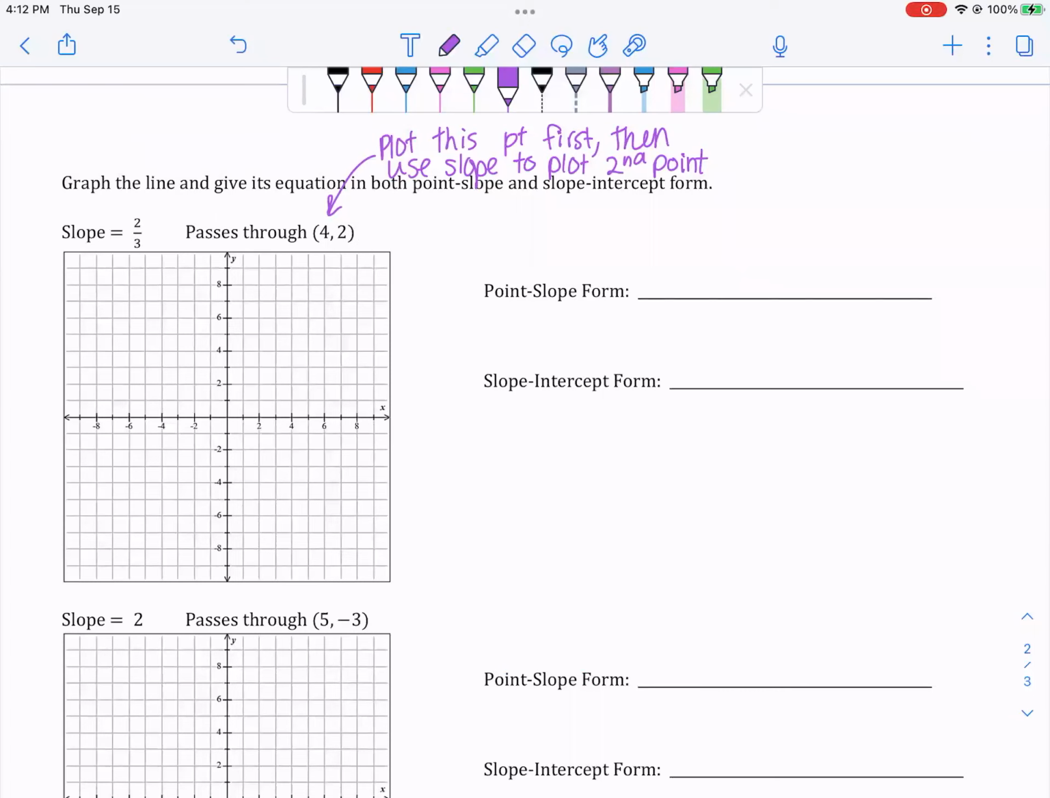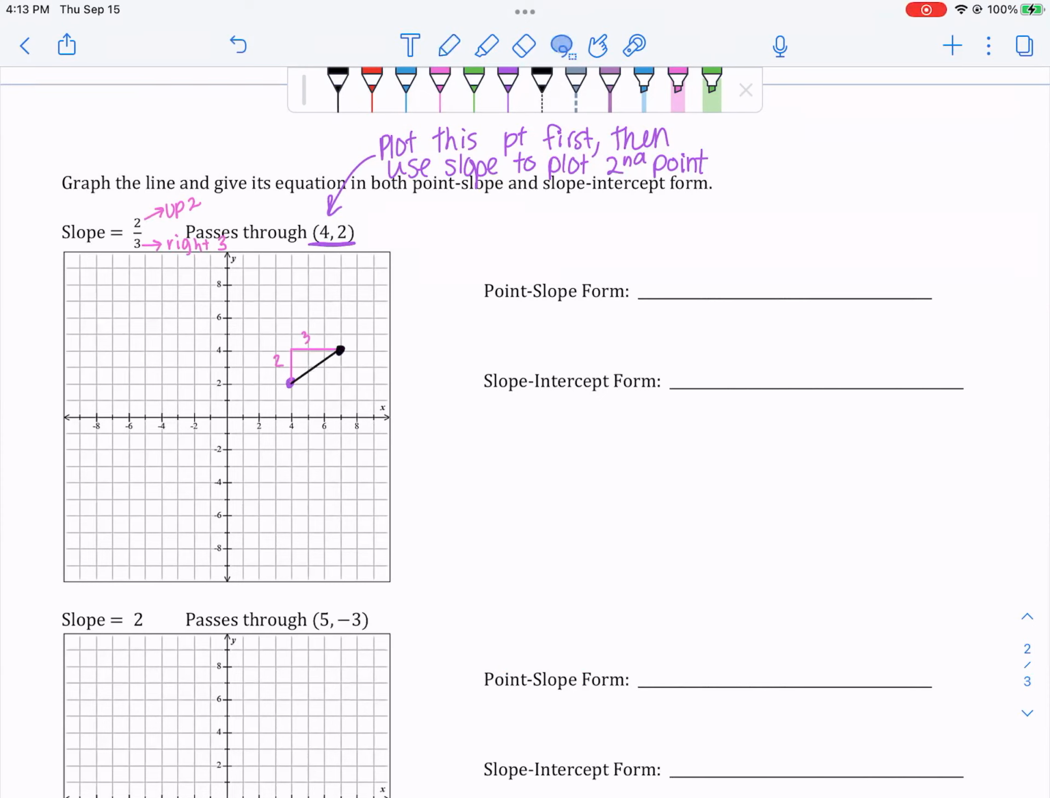So I'm plotting the point (4, 2). That's right here. Then our slope is 2/3, right? So that means we're going to go up 2 for the rise, and right 3. Up 2, right 3. Plot another point. Bam.